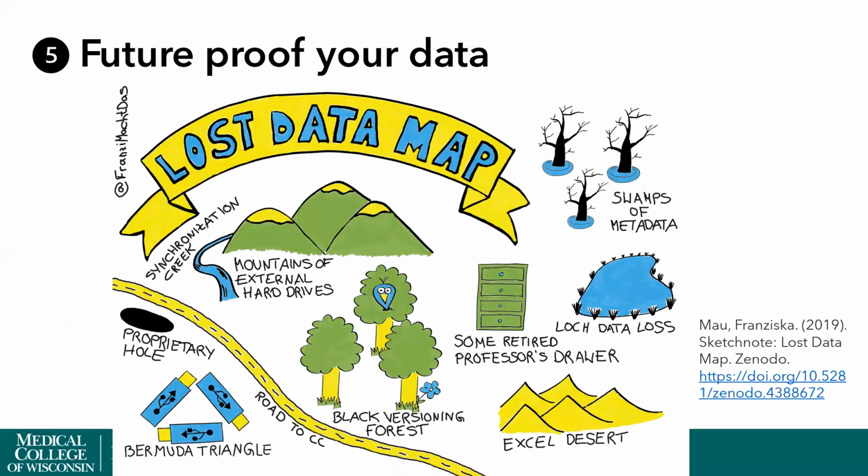So this map here can be a very sad map if you find yourself lost in it. This might happen when you've closed out your research project, but you decide in a couple years that there was some information in there you want to go back and look at again, or look at in a different way. You don't want to be stuck in this lost data map where your files are in some retired professor's drawers, or there's swamps of metadata or black versioning forests. So what are some ways we can future-proof your data so that you don't get caught in this place?